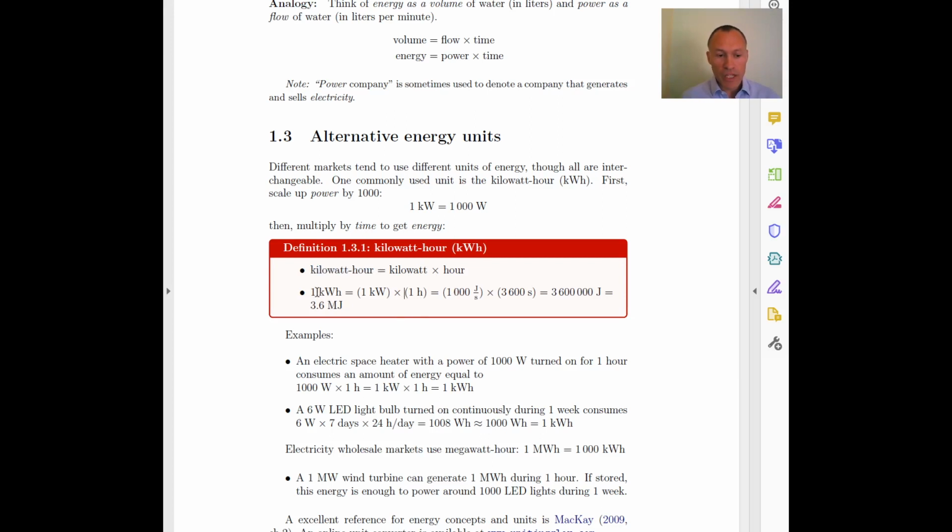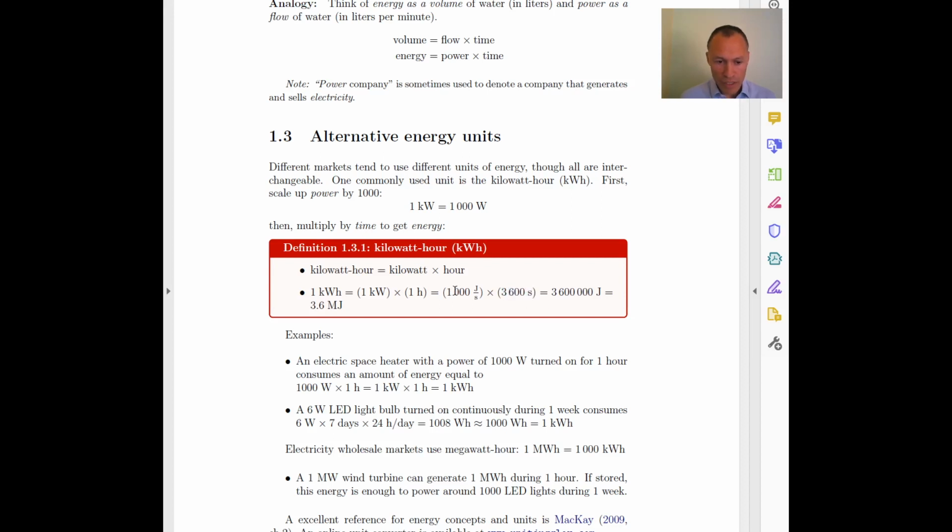So exactly how much energy? 1 kilowatt hour is 1 kilowatt times 1 hour. 1 kilowatt is 1000 watts. A watt is a joule per second. How many seconds do we have in an hour? Well, an hour is 60 minutes times 60 seconds. 60 times 60, 3600 seconds.